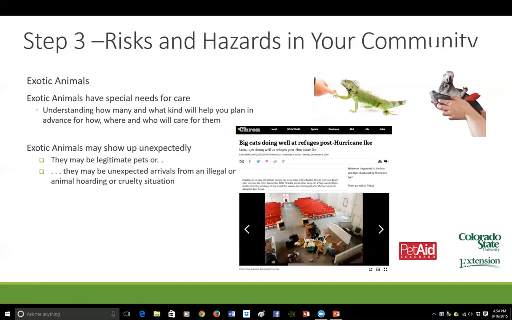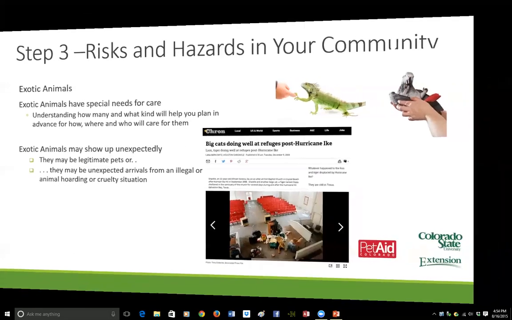The moral of the story? People have unexpected animals in their homes and backyards. Think about these as potential risks and hazards in your animal disaster planning.